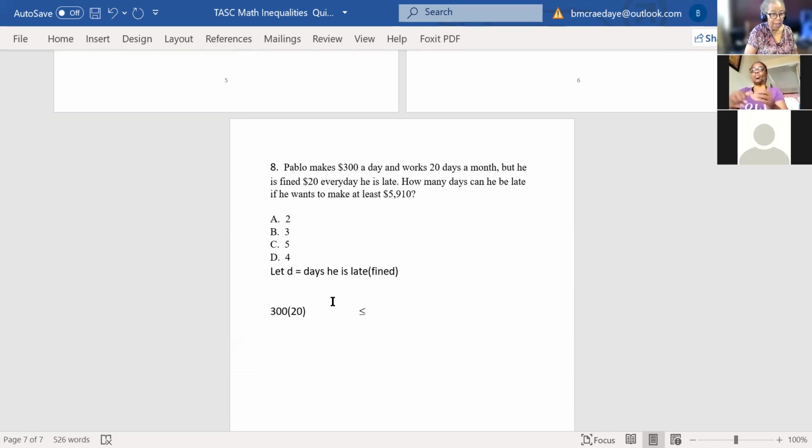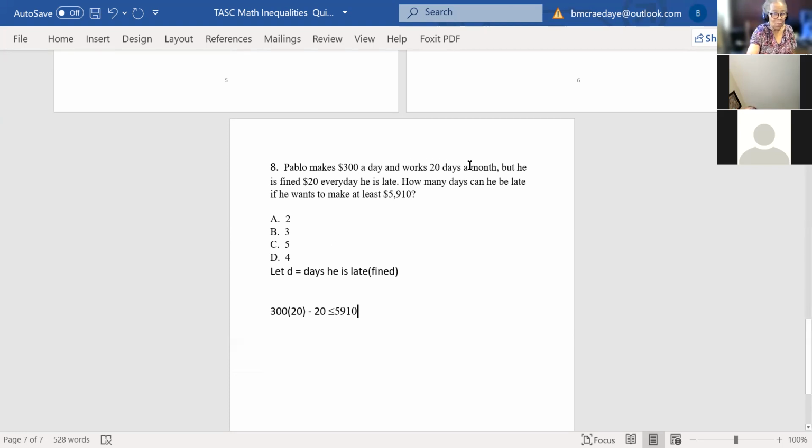Okay. And what is his fine? $20 per day. Right. So he's fined 20. So that means subtraction, right? Yeah. And that's less than or equal to what he wants to make, at least what? 5,910. So then that's got to be less than or equal to 5,910. Here's your inequality.